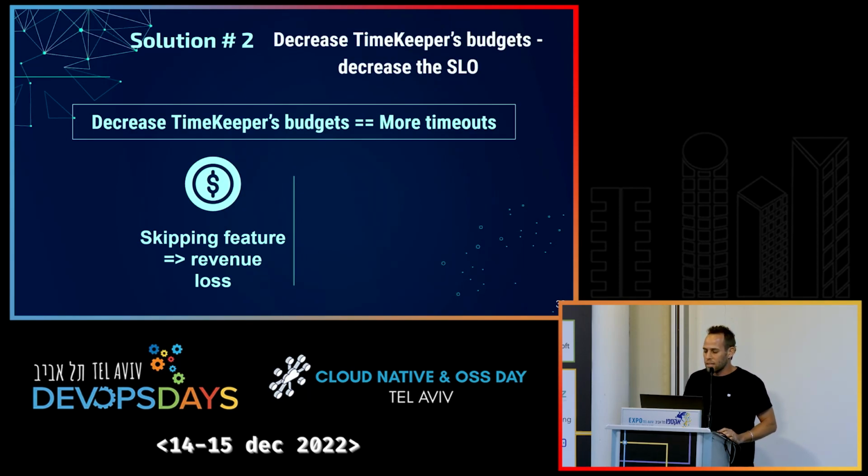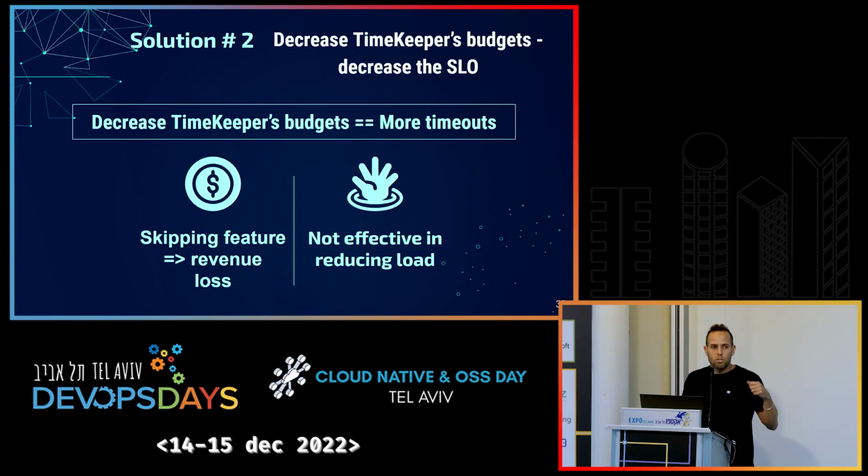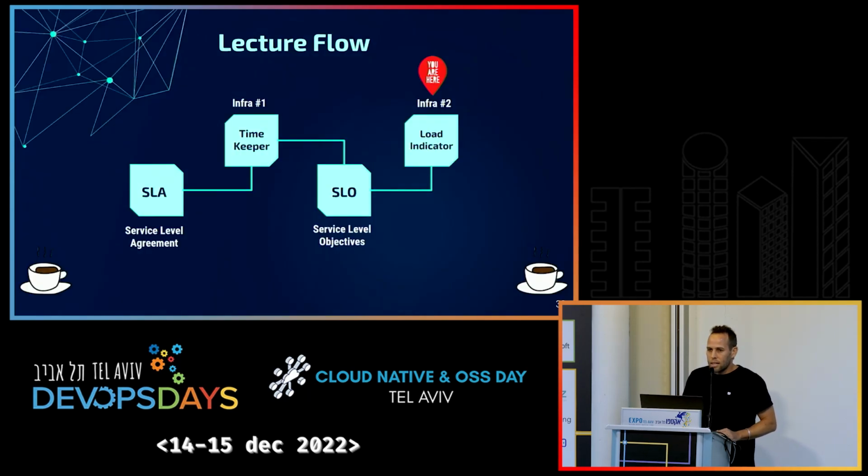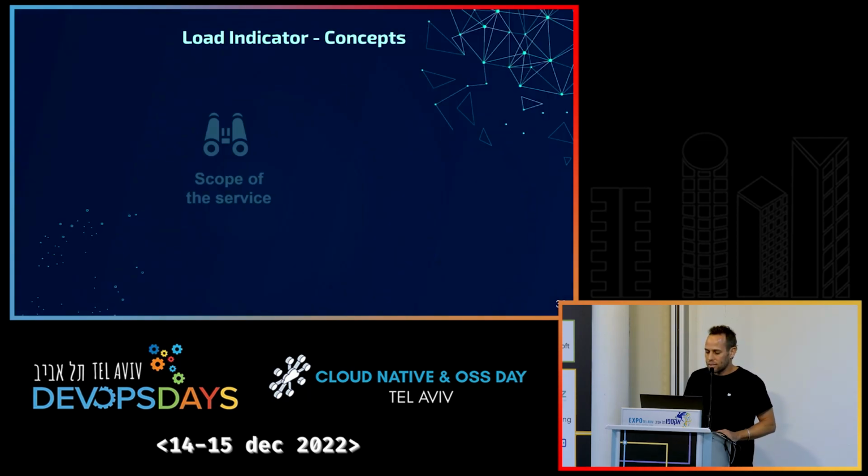We're literally losing money. And the second thing is that, ironically, timeouts are not effective in reducing load. We are trying to make an action which will not use its result. So even though when our services are more loaded, there are more timeouts, timeouts themselves are not effective in reducing load. And this was the motivation to develop the next infrastructure, called the load indicator, which proactively reduces the load on our service, and I'll explain how it does.